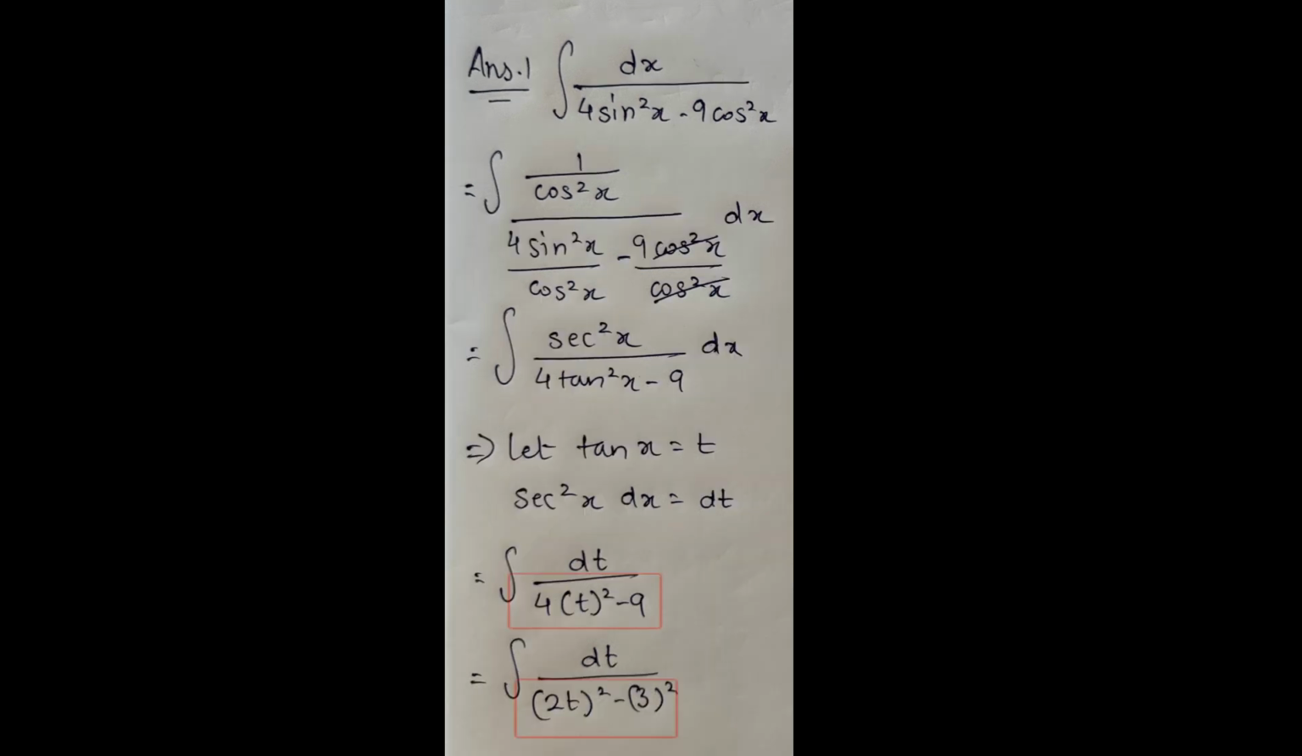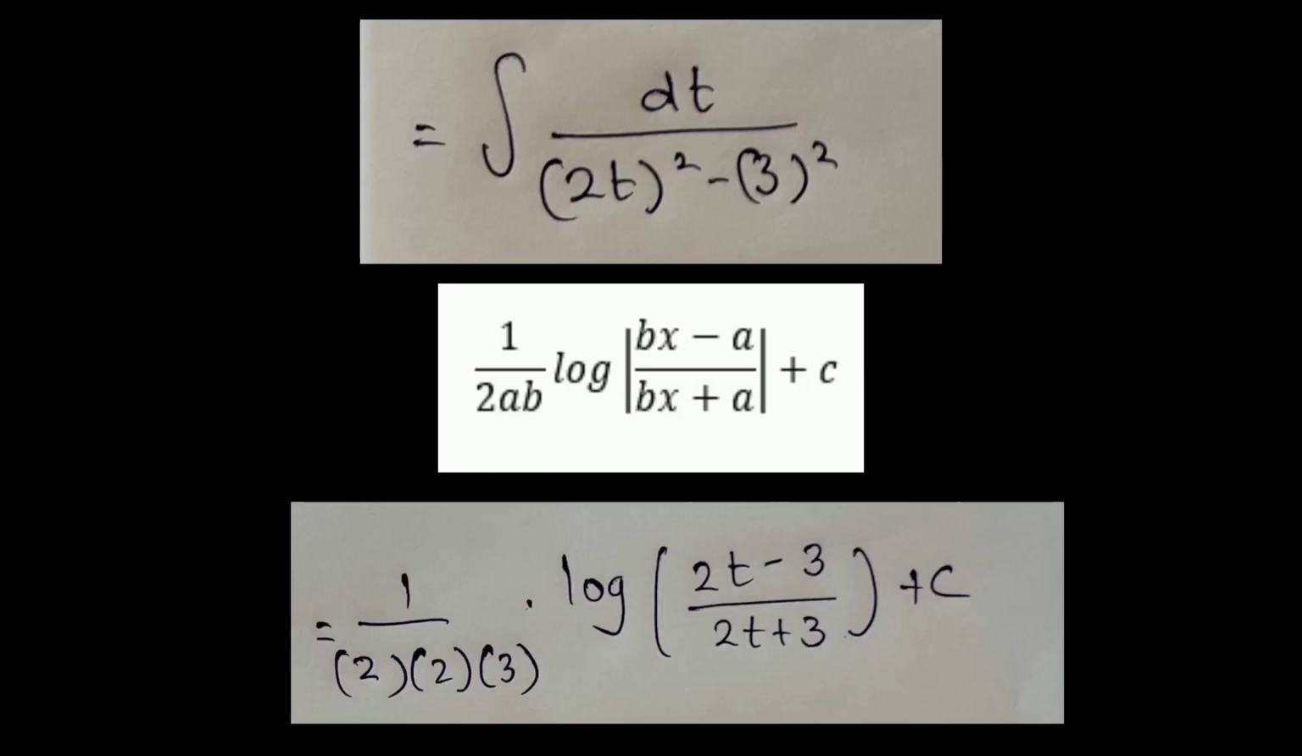So we can write it as integration of dt by (2t) whole square minus 3 square. So here a will be 3 and b will be 2 according to the formula. So we have 1 by 2ab log of (bx minus a) by (bx plus a) plus c.